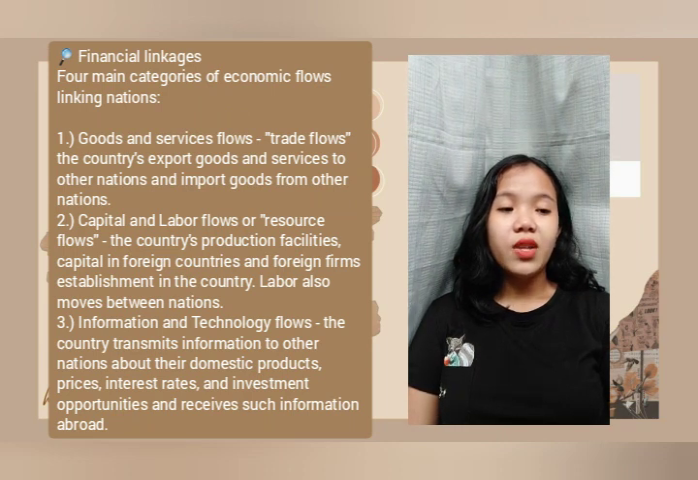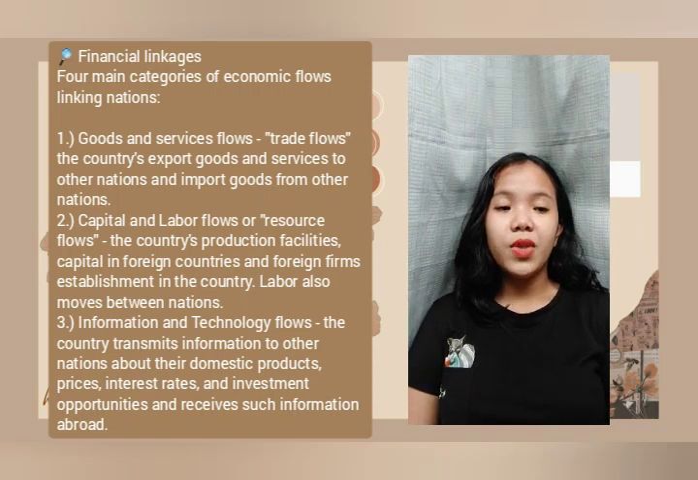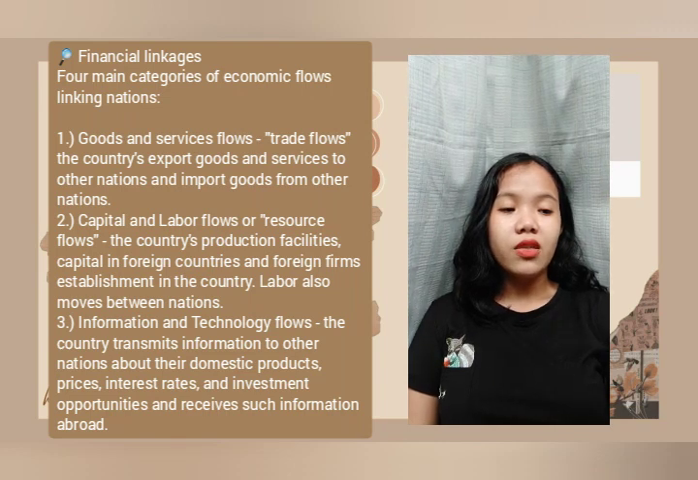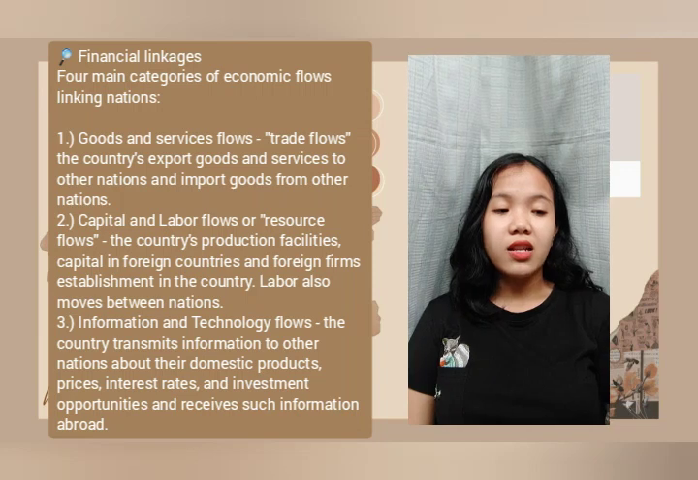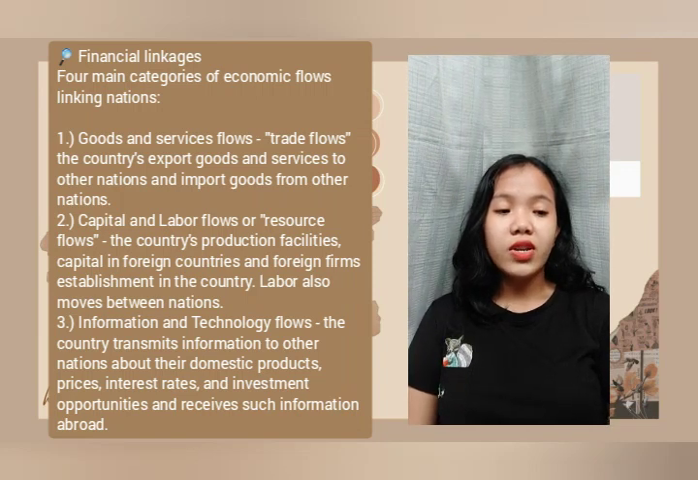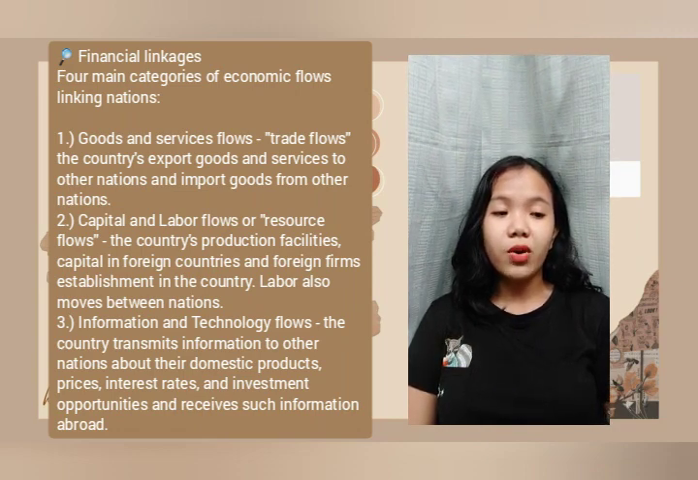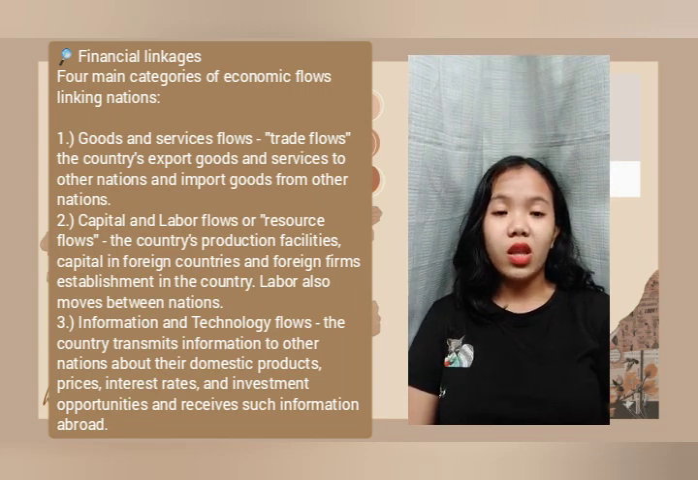Financial linkages. Four main categories of economic flows linking nations. First is goods and services flows, or trade flows: countries export goods and services to other nations and import goods from other nations. Second, capital and labor flows, or resource flows: the country's production facilities and capital in foreign countries, and foreign firms' establishments in the country. Labor also moves between nations.